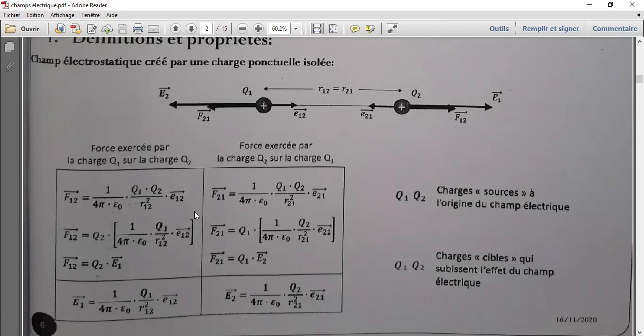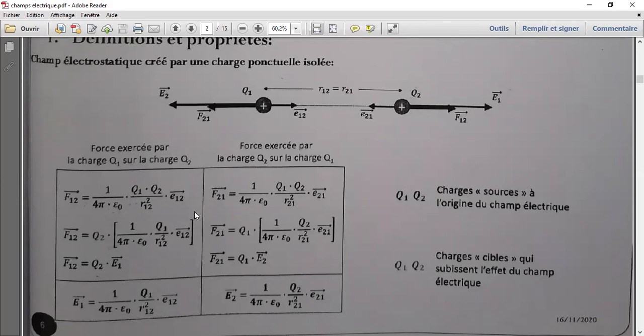So that's what I'm saying. When you're calculating your champ electric, you have to know which one is the source. And according to the question, they will tell you which one is the source according to the way the vectors are moving. So it can be 1 to 2, you know that the source is Q1. If it's 2 to 1, you know that the source is Q2. So you have to be seeing the vectors.